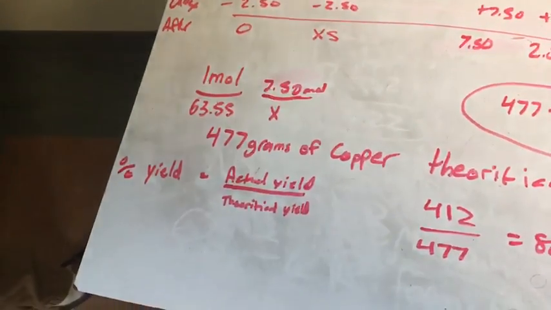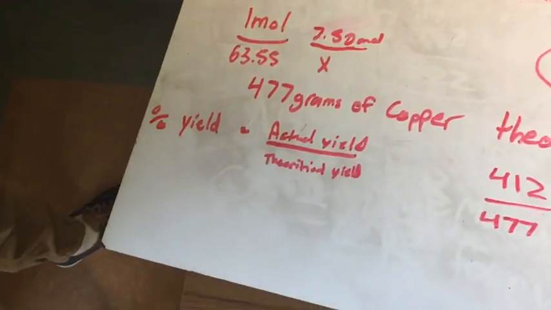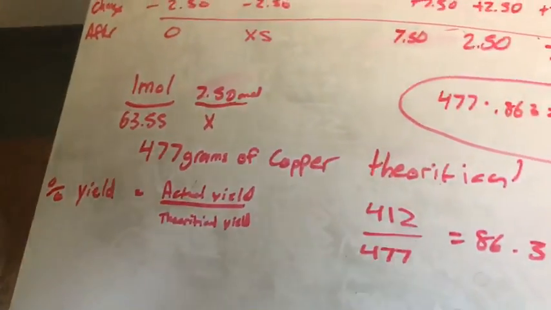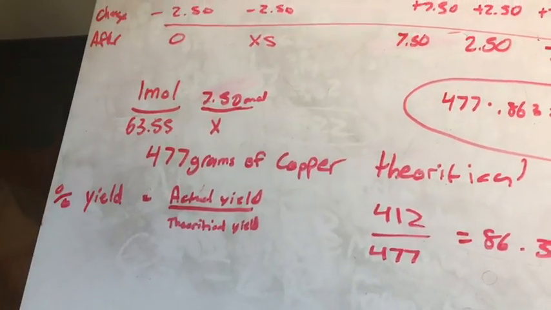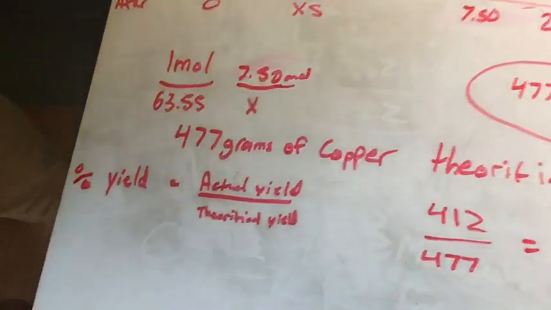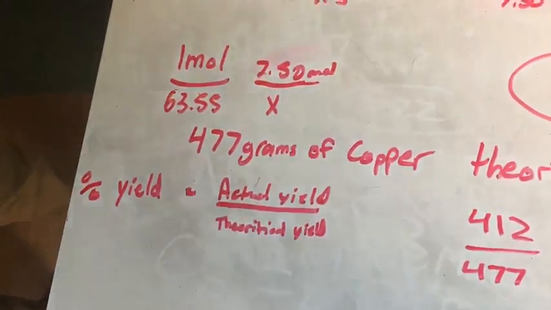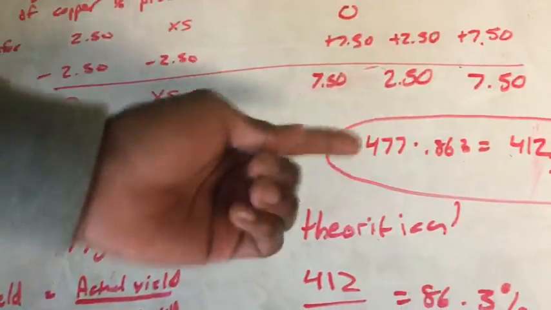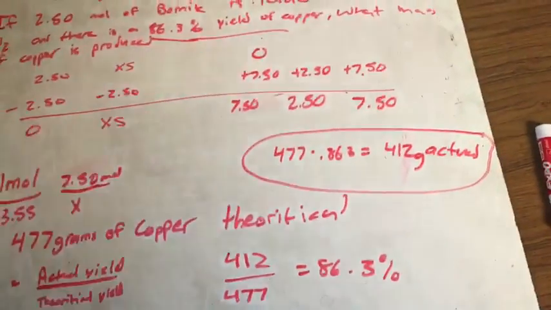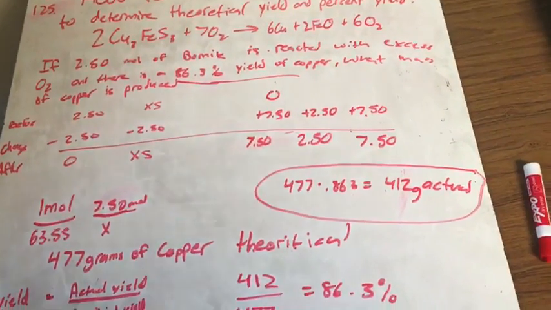So then now we have to figure out the actual yield that we actually got, and that's pretty easy. So we just do the theoretical number, which is 477, times the percent yield, which is 86.3, so times 0.863, equals 412 grams that we actually produce.